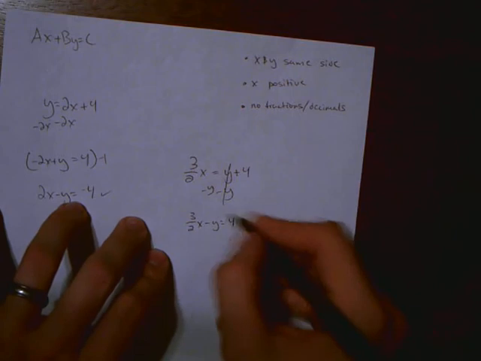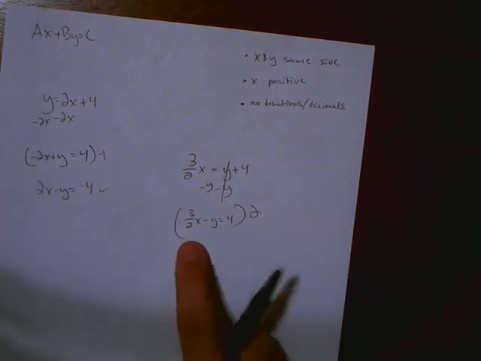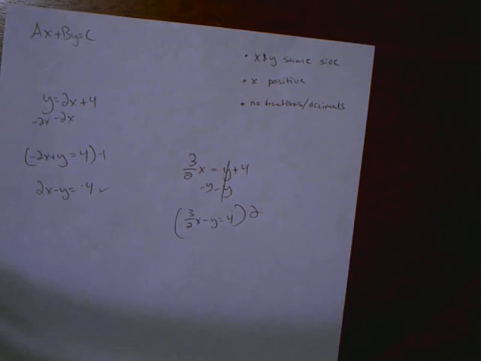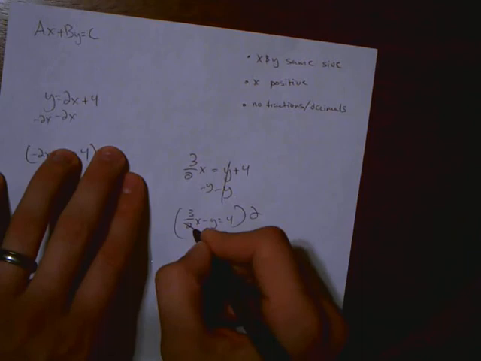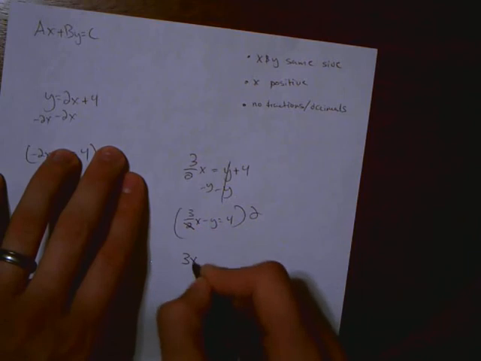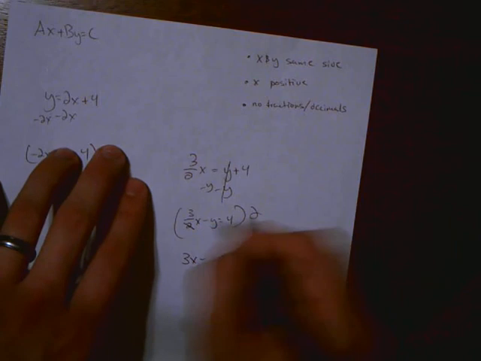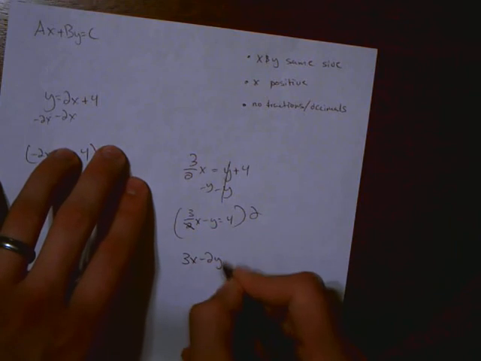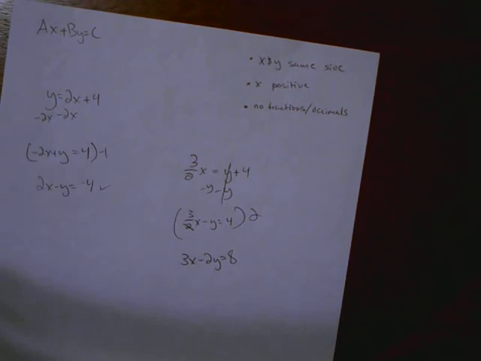No fractions or decimals. I'm going to multiply by 2. Why would I want to do that? Well, x is currently being divided by 2, and that makes it a fraction. I don't want a fraction, so I'm going to multiply by 2. It will cancel out that denominator, so now I have 3x. And then I need to just make sure I multiply all the other terms in the equation by 2. I multiply y, so I get 2y. Multiply 4, so I get an 8. This is now standard form. X and y are on the same side, x is positive, and there are no fractions.